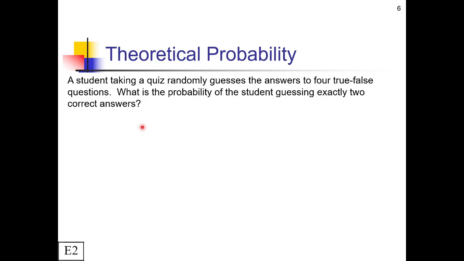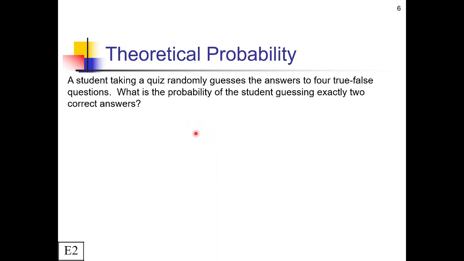So now that we understand a little bit about theoretical probability, let's take it for a test drive. Let's say we have a student taking a quiz and randomly guessing the answers to 4 true-false questions. Not like anyone would ever do that. We want to know the probability of the student guessing exactly 2 correct answers. Now there's a few ways of doing this problem, but one of them is kind of the brute force approach, which is to write out all of the possibilities and then figure out the theoretical probability from that.